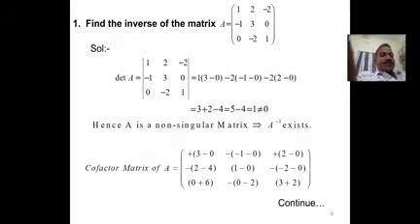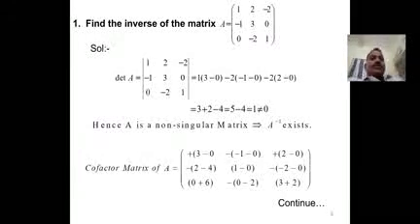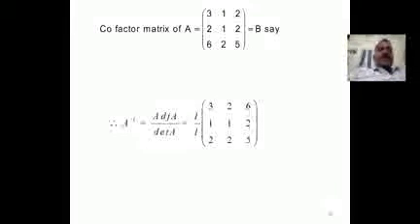The last row elements: the cofactor of 0 is plus, 0 minus of minus 6, that is 0 plus 6. Next element is minus of 0 minus 2, that is 0 minus 2. The last element, after deleting third row and third column, is 3 plus 2. Now these are the cofactor elements. After simplifying these cofactor elements, the cofactor matrix of A is equal to 3 1 2, 2 1 2, 6 2 5, that is B.